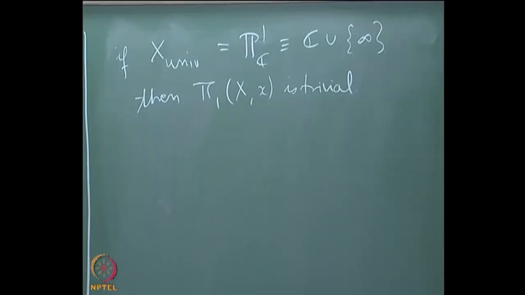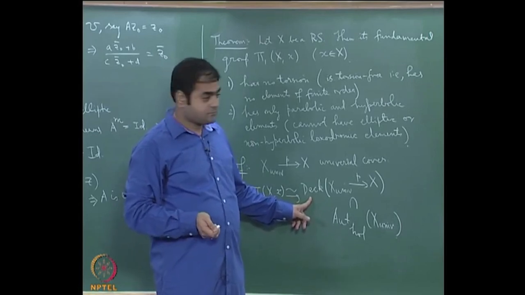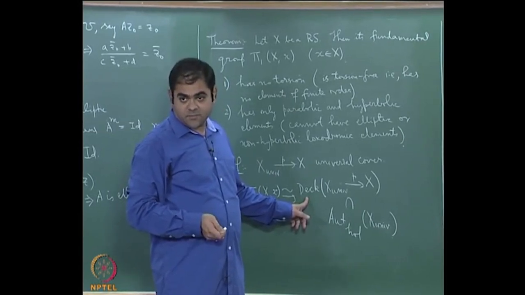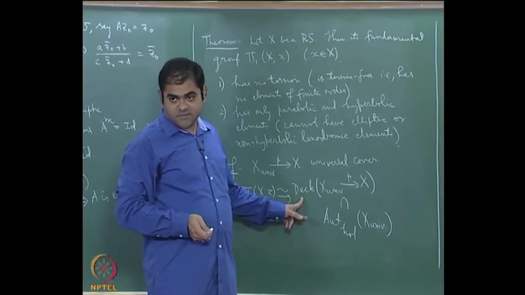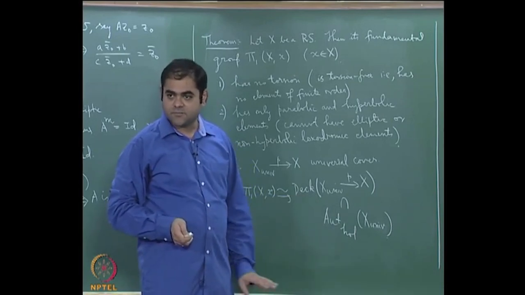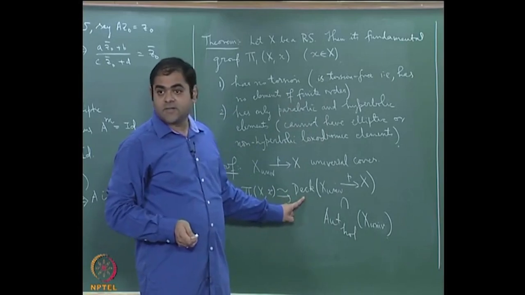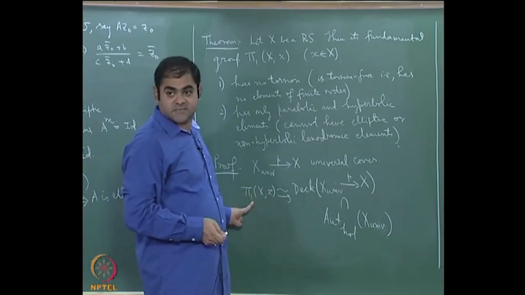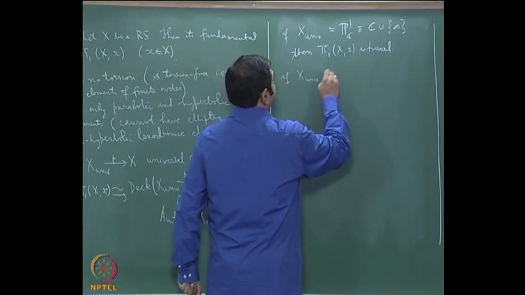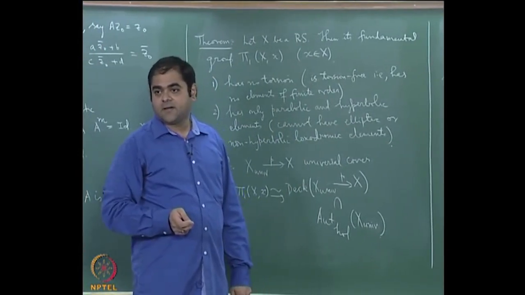And you know why it is trivial? That is because it is going to consist of Mobius transformations, and a Mobius transformation will have at least one fixed point, or it will have two fixed points in C union infinity. But deck transformations are not supposed to have any fixed points. Therefore, the only possibility is that the deck transformation group contains only the identity element, and that means that the fundamental group is just a trivial group. Right. So the other case is if X universal is the complex plane. We have already seen that pi 1 is abelian, okay.